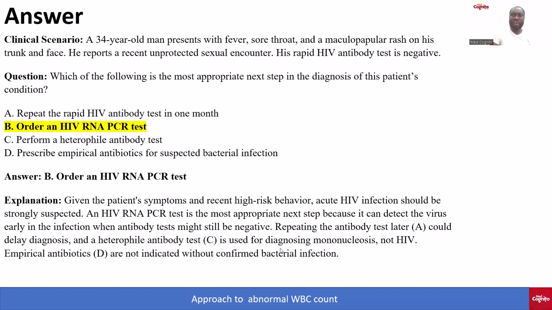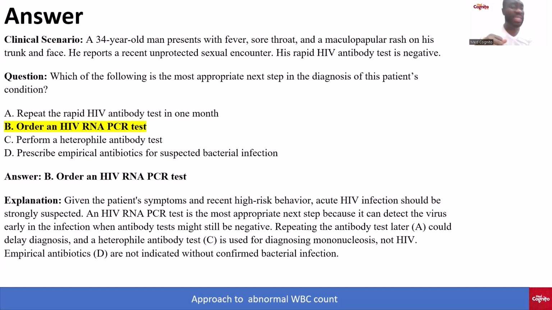Now, why are the rest of the answers wrong? Repeating the antibody test later could delay the diagnosis. So that is why A is wrong. And heterophil antibody test is not used to test for HIV. Rather, it is used to test for infectious mononucleosis.